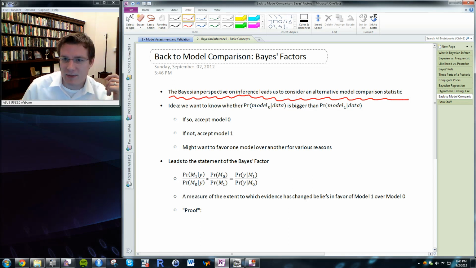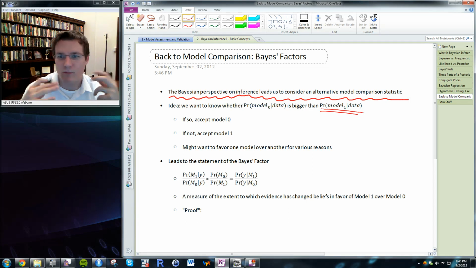I want to know whether that's bigger than the probability that some other model is good for some data set. And if so, I accept model 0, and if not, I accept model 1. And maybe I don't just look at exactly which one's a little better or worse. What I actually want to say is, well, maybe I favor one of them because it's simpler, more parsimonious, or accepted in the literature, and so I really need exceptional evidence in order to conclude that a model is better.